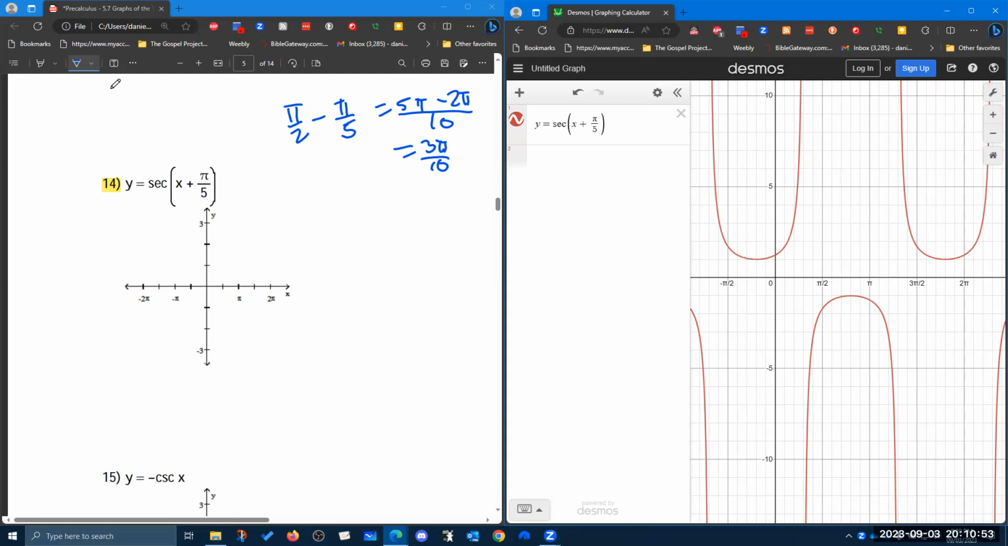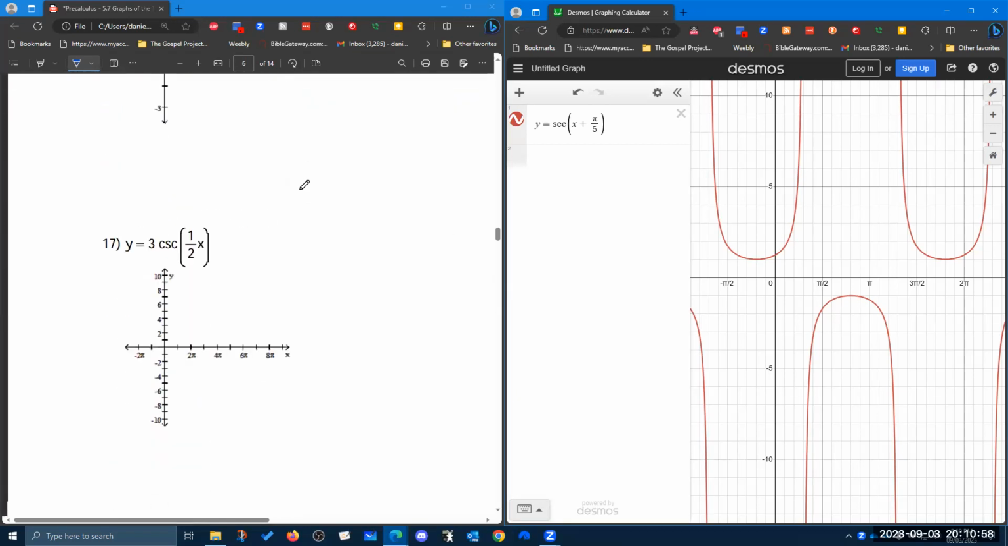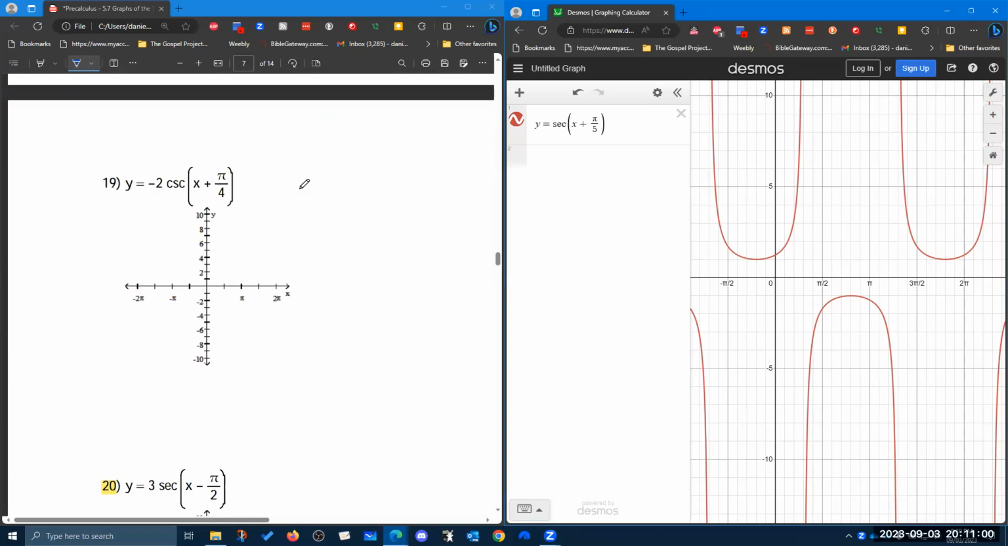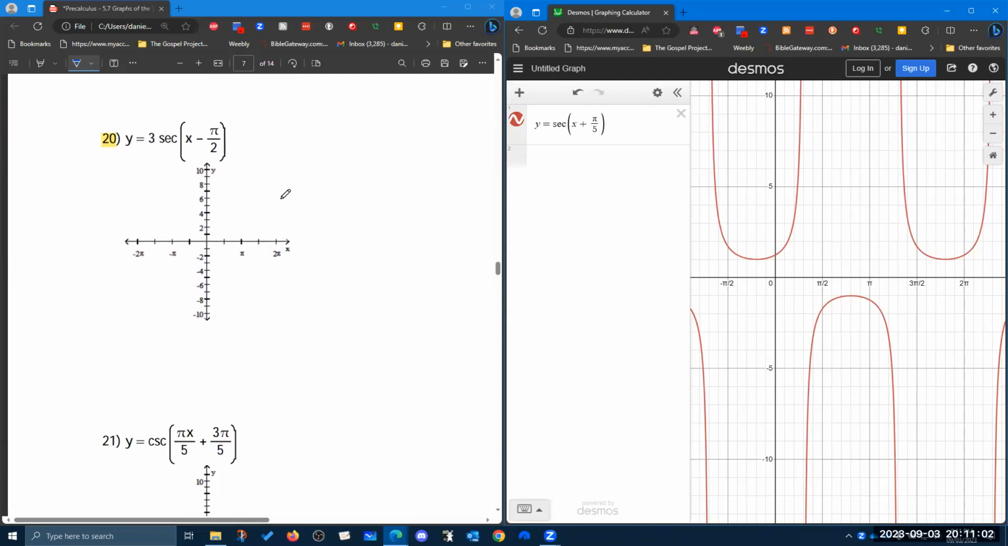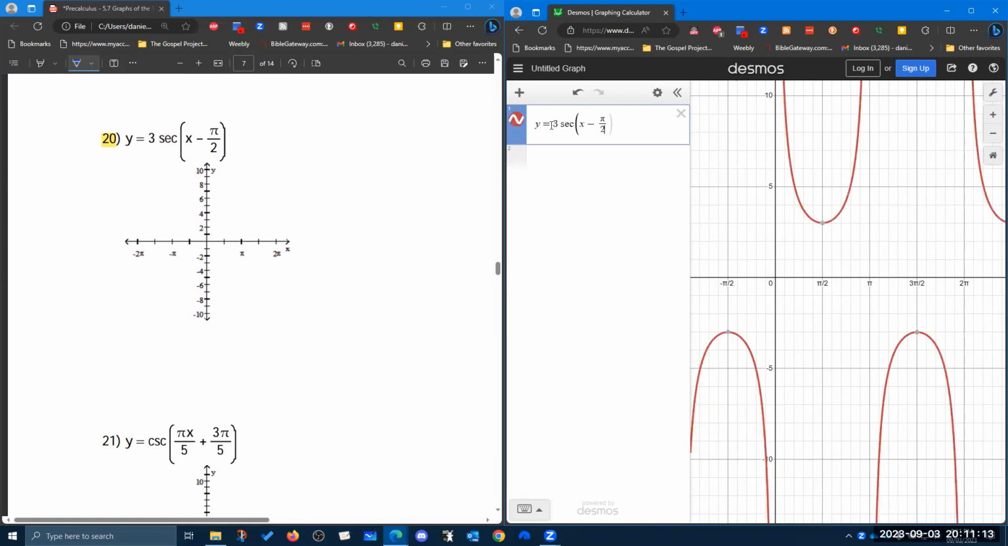All right, I've only got one more example for secant. Most of the graphs in this one are examples of cosecant. So we're going to look at a horizontal shift and a vertical stretch here: 3 secant of x minus pi over 2. Now, if I had shown you the graph of cosecant already, this would look a lot like that graph, because let me show you the work here.